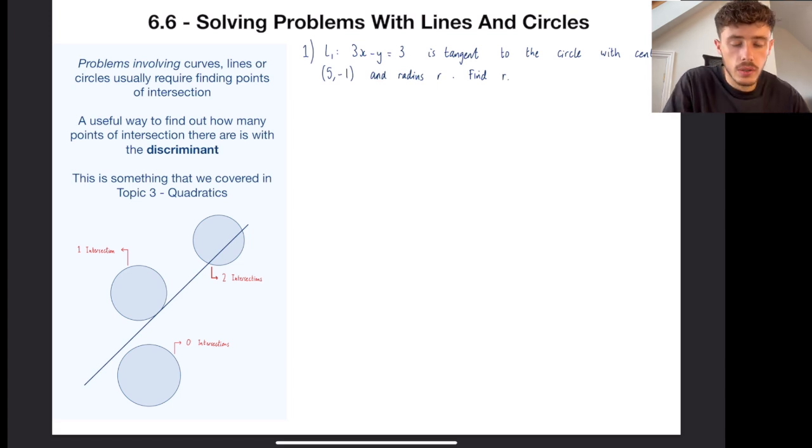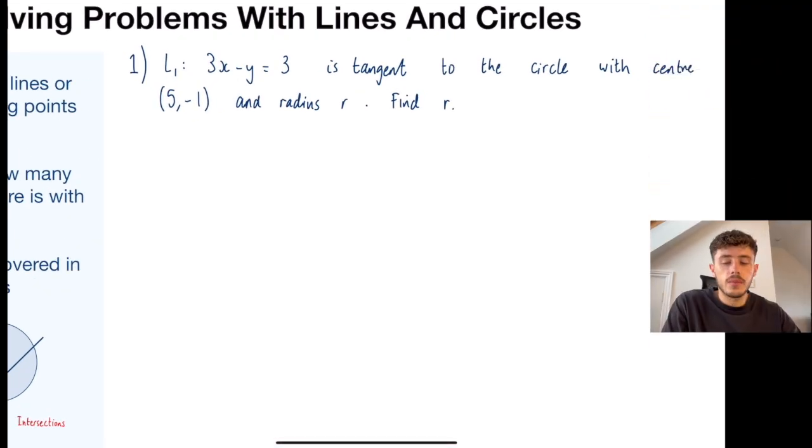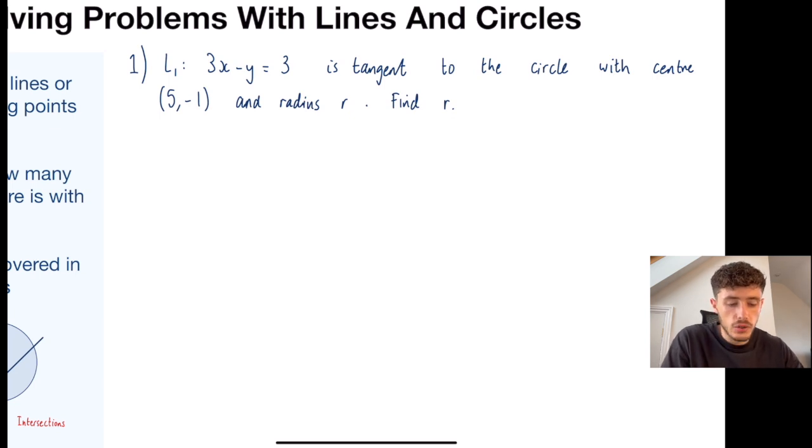So anyway, let's look into question number 1. So we have a line, 3x minus y equals 3, is tangent to the circle with centre 5, minus 1 and the radius r, and we need to find that r.